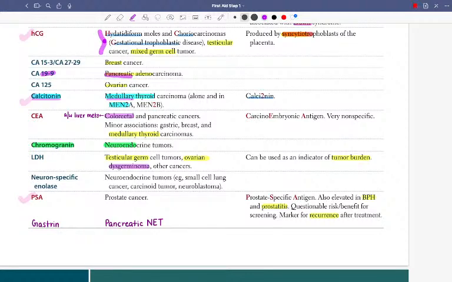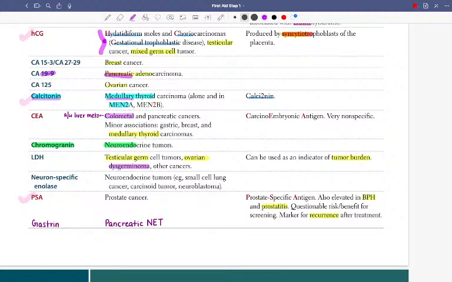Alright. CEA, colorectal carcinoma, carcinoembryonic antigen. And when colorectal carcinoma is associated with liver metastasis, then CEA is increased. Also pancreatic cancer, gastric, breast, medullary thyroid. Chromogranin, neuroendocrine tumors.